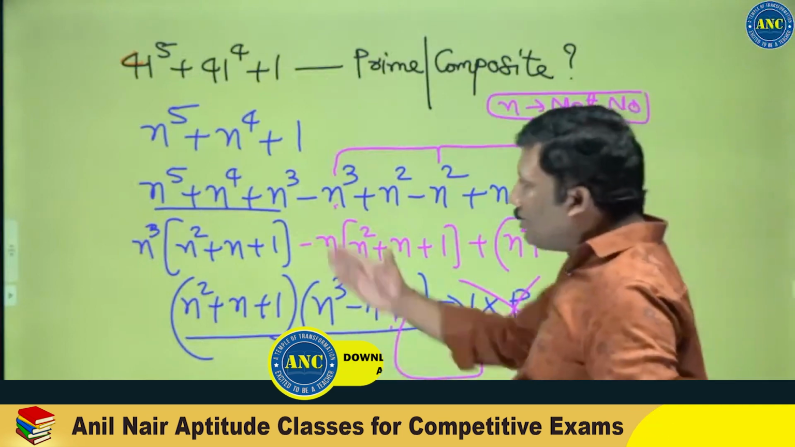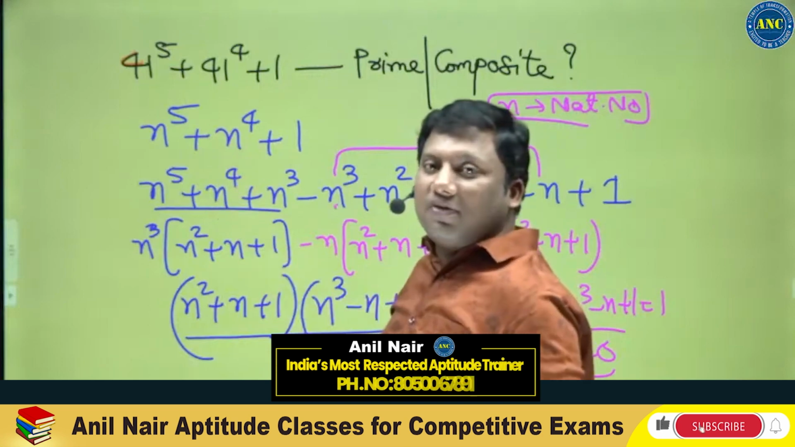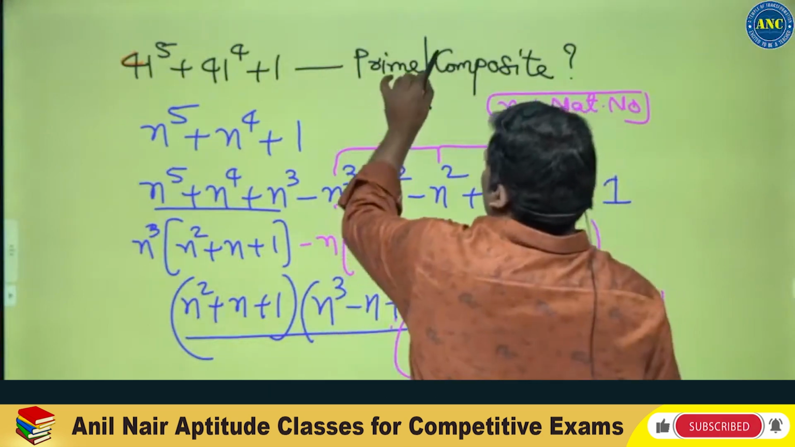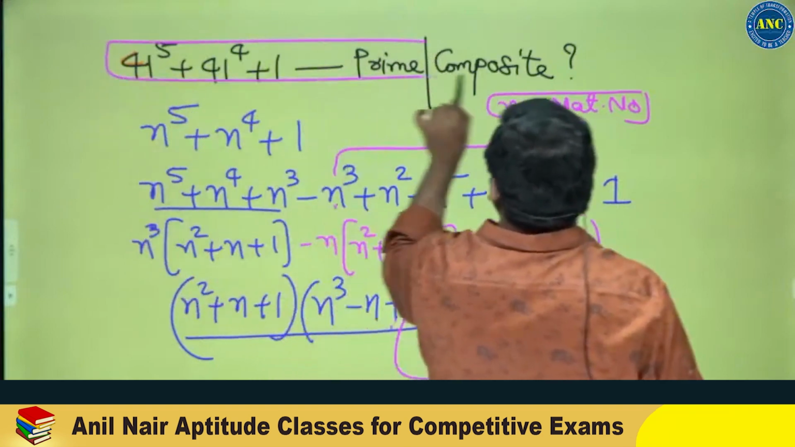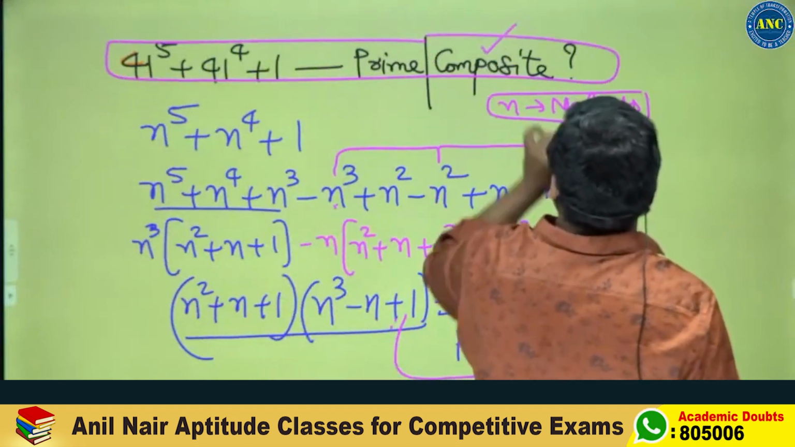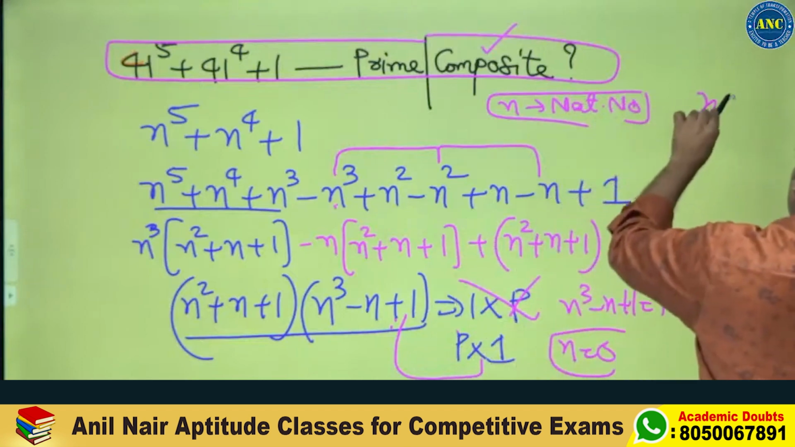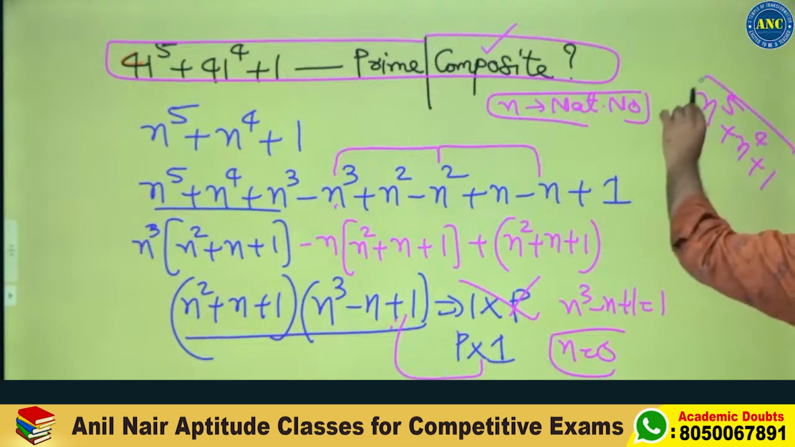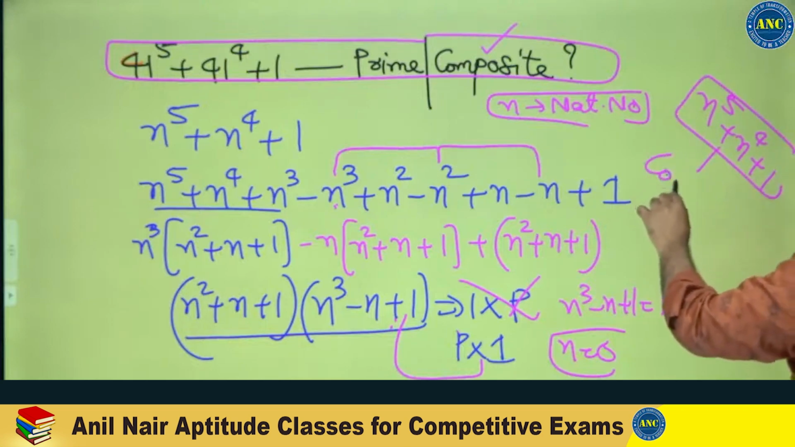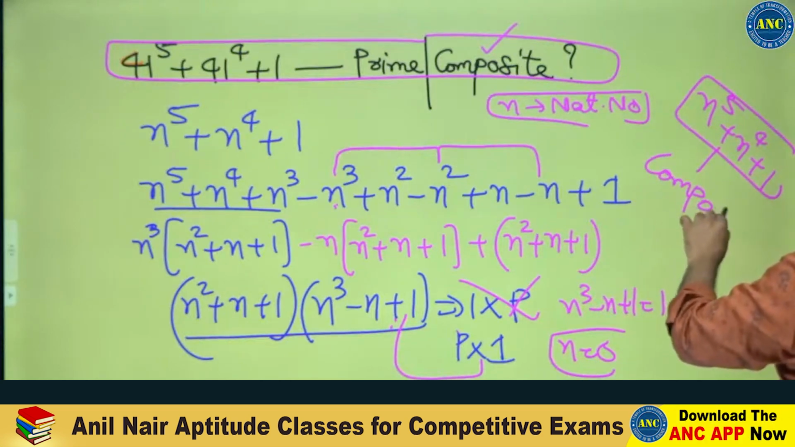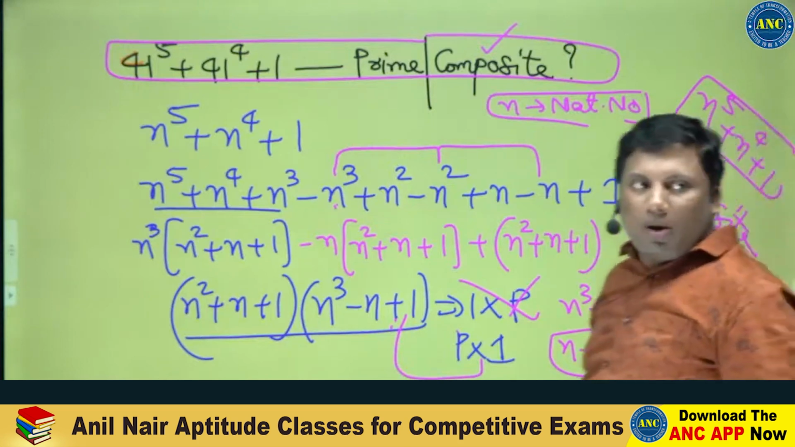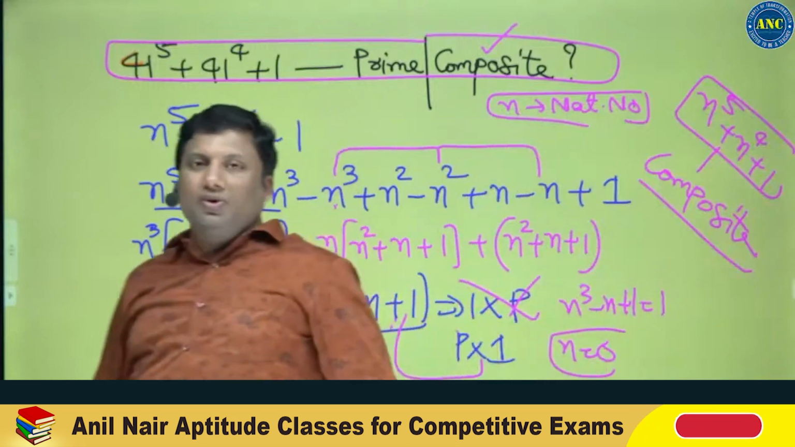So, is any number of the form n power 5 plus n power 4 plus 1 prime? It is a composite number. Answer for this question is composite. Any question which is of the form n power 5 plus n power 4 plus 1, the answer is always composite. Very unique, new updated questions, which probably you will not see in any YouTube channel.